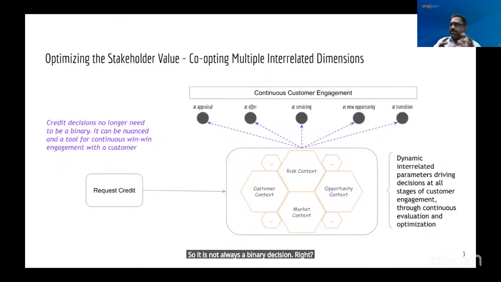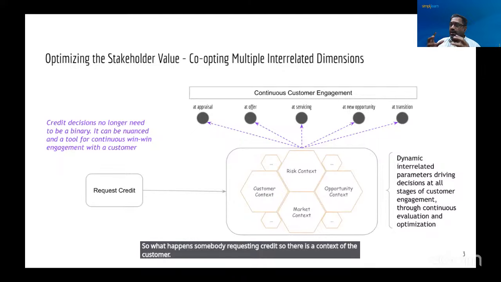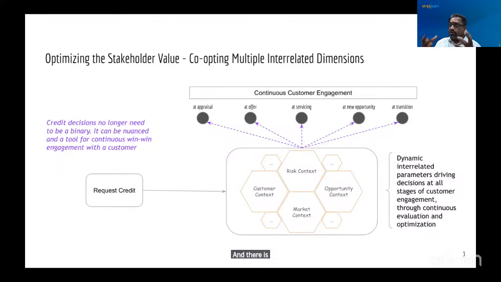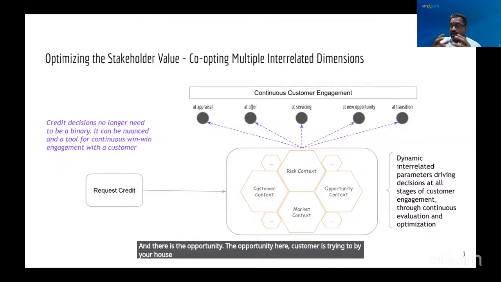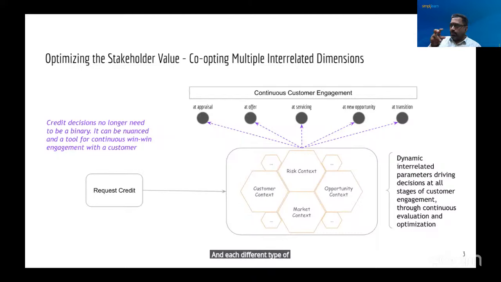So what happens? Somebody requesting credit. So there is a context of the customer, and there is the opportunity. The opportunity here, the customer is trying to buy a house. So it is a mortgage loan he is requesting, or it is a personal loan, or various different things. And each different type of customer or combination of customers will give a different risk.